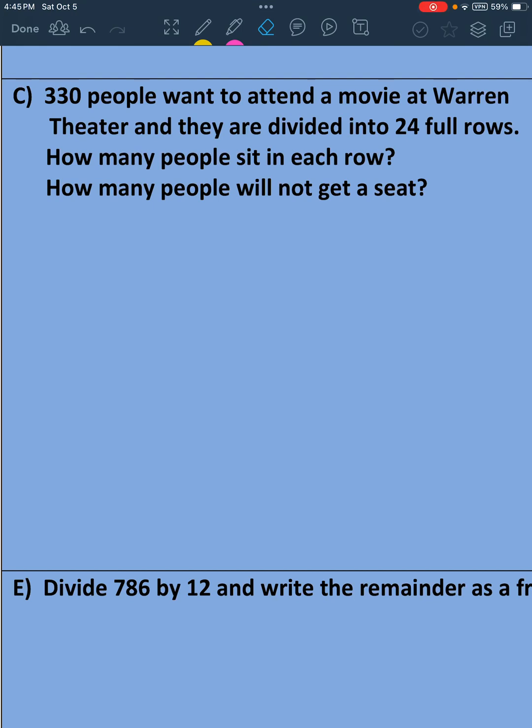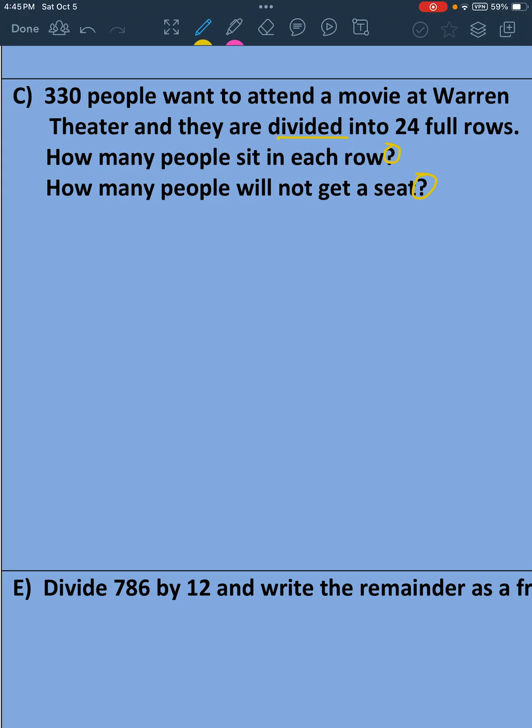Example C. 330 people want to attend a movie at Warren Theater, and they are divided into 24 full rows. How many people will sit in each row? There's a question mark there. How many people will not get a seat? There's a question mark there. I have two questions to answer.